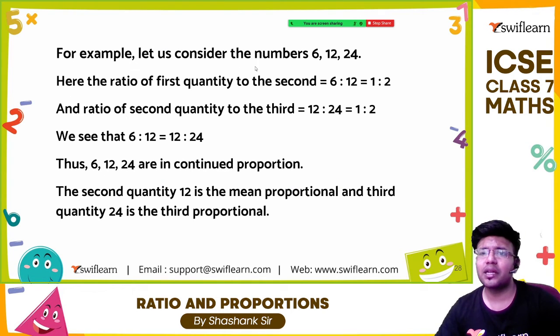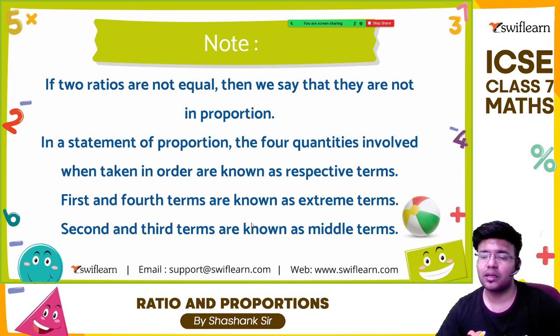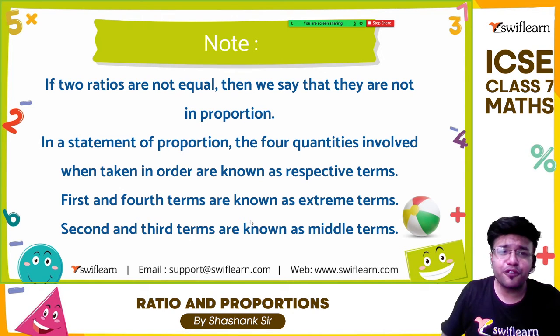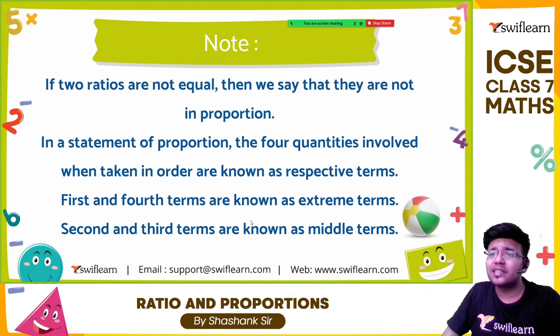For example, let us consider the numbers 6 is to 12 is to 24. The ratio of the first quantity to the second quantity, 6 by 12, is 1 by 2. The ratio of second to third, 12 by 24, is also 1 by 2. Now we can say these are in continued proportion. So 6 by 12 is equal to 12 by 24. 6, 12, 24 are in continued proportion. 12 is called the mean proportional and 24 is called the third proportional. Note: if two ratios are not equal, then we say they are not in proportion.